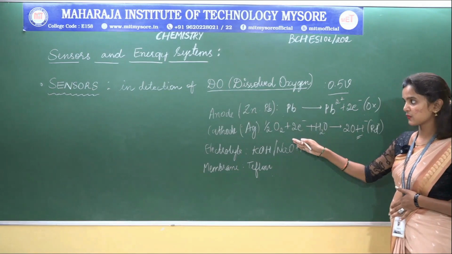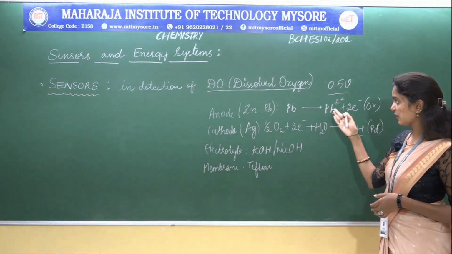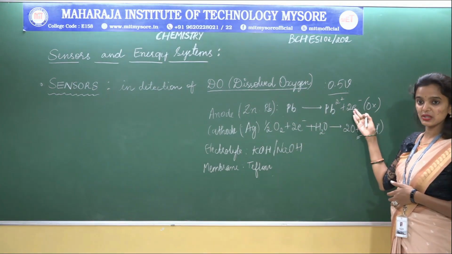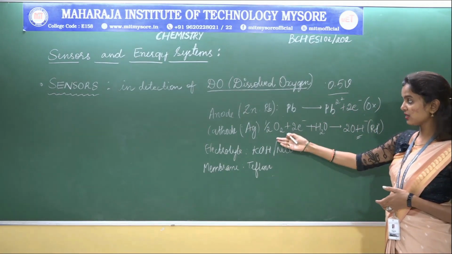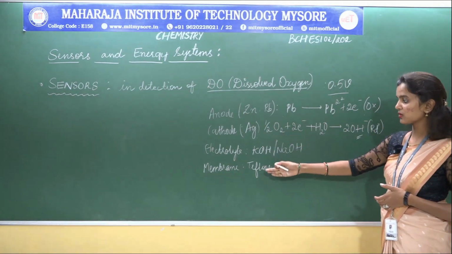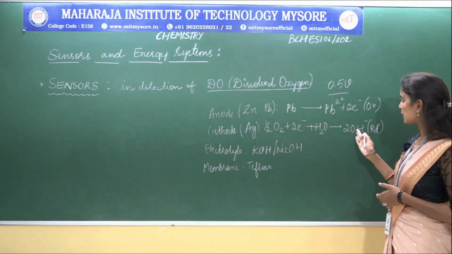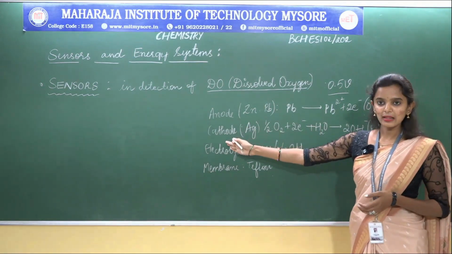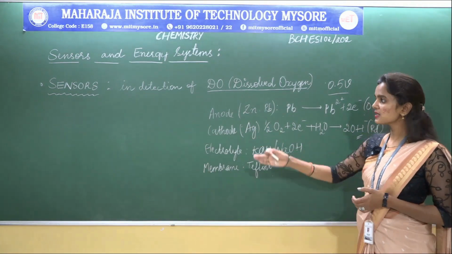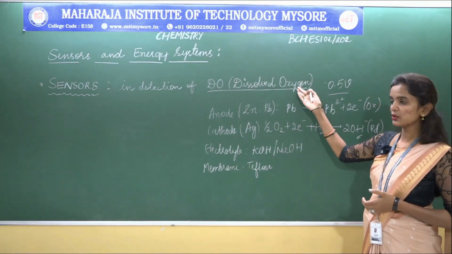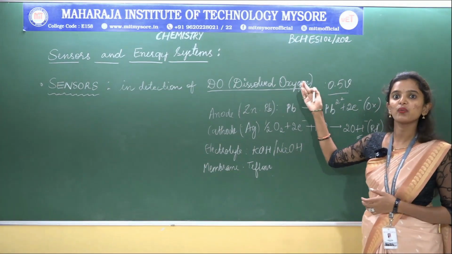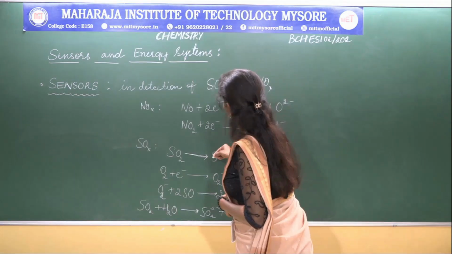The reactions are as follows, where oxidation is occurring at the anode, liberating electrons, and oxygen is undergoing diffusion because of the presence of Teflon to produce OH minus at the cathode. This is the working of the electrochemical sensor in the measurement of dissolved oxygen.